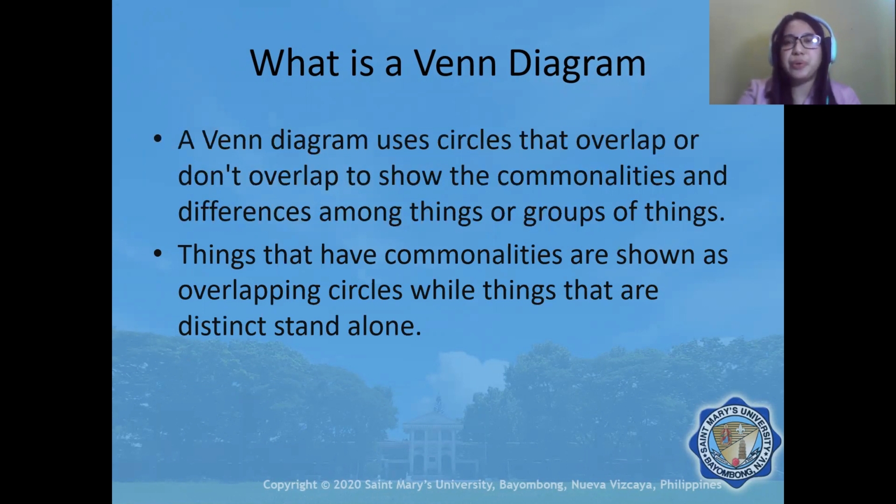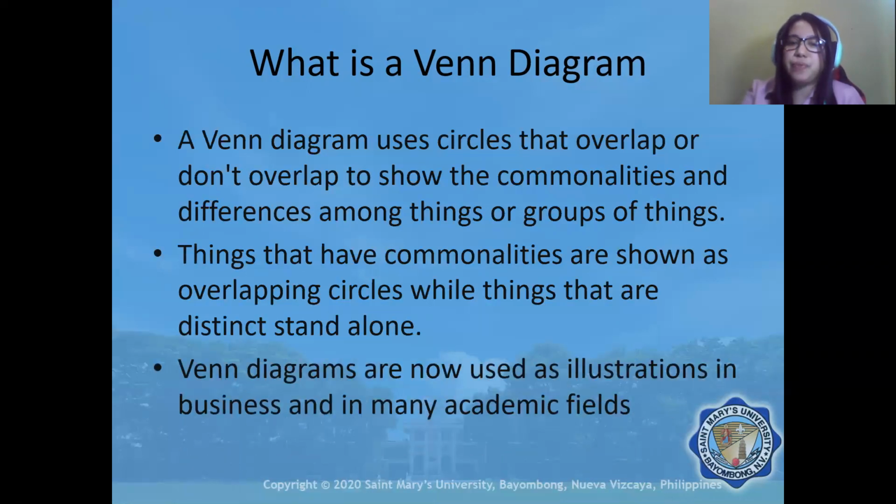So when we use a Venn diagram and it overlaps, usually it shows that that is the solution, or that it contains the same values, or the solution to our operation. So what we usually do is to shade it. Venn diagrams are now used as illustrations in business and in many academic fields.